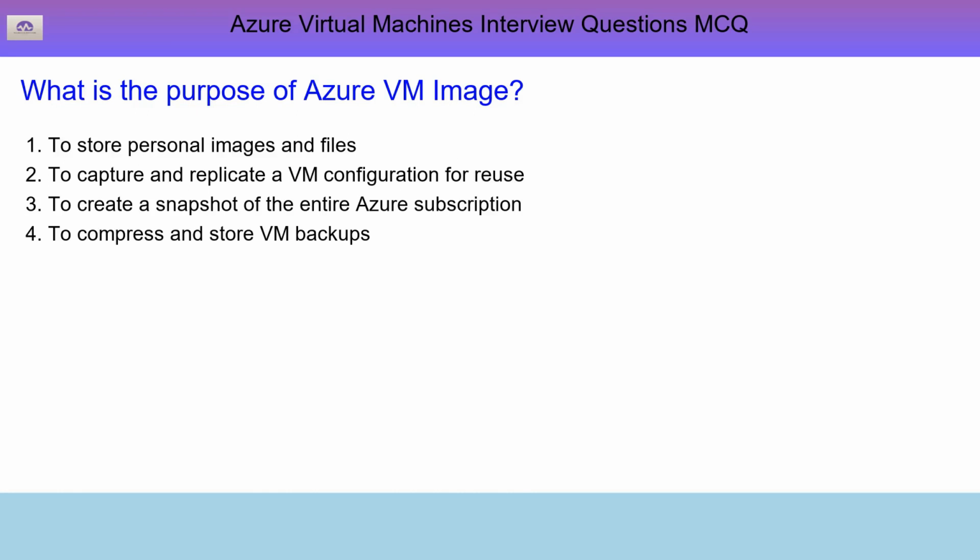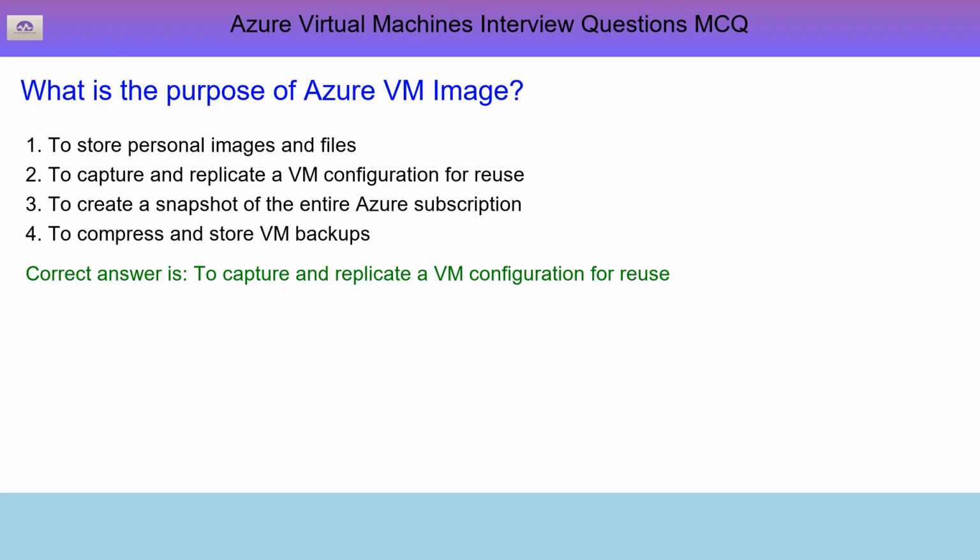Here are your options. 1. To store personal images and files. 2. To capture and replicate a VM configuration for reuse. 3. To create a snapshot of the entire Azure subscription. 4. To compress and store VM backups. The correct answer is to capture and replicate a VM configuration for reuse.